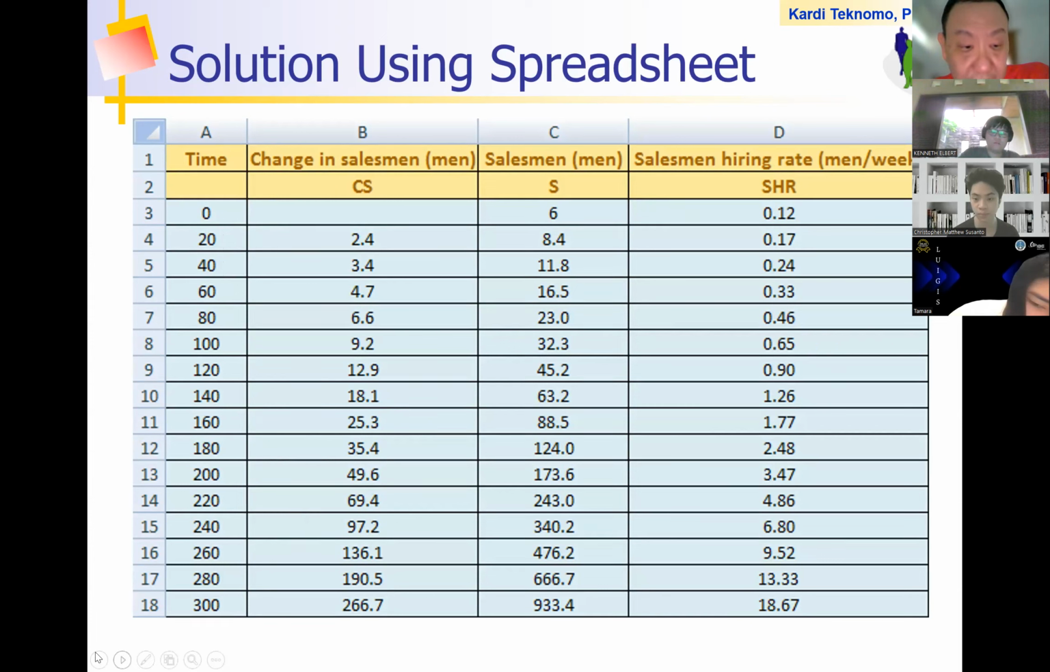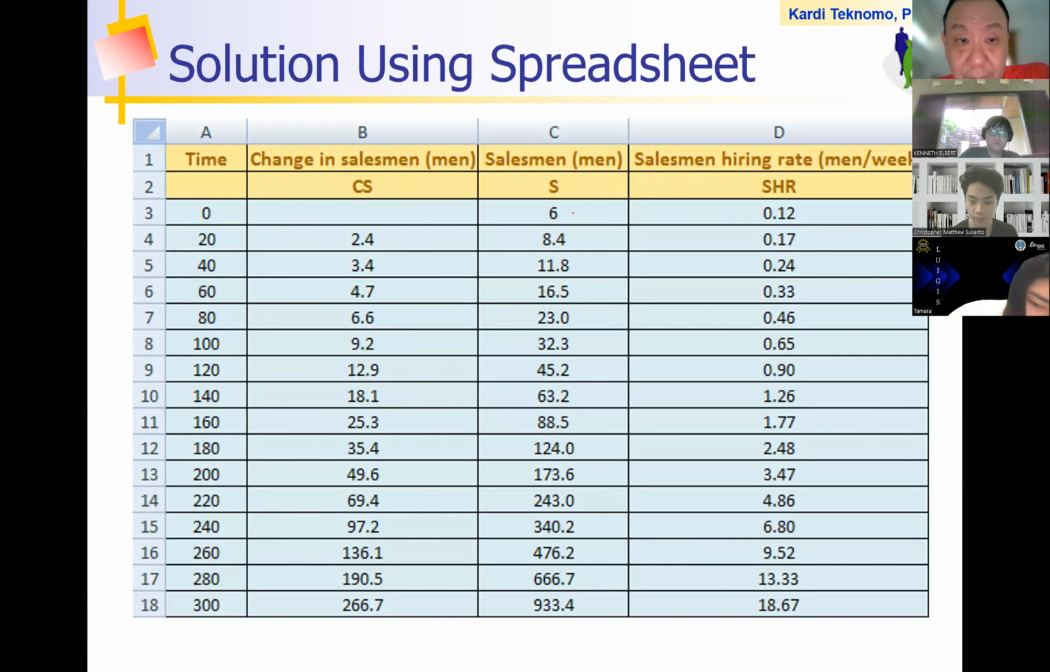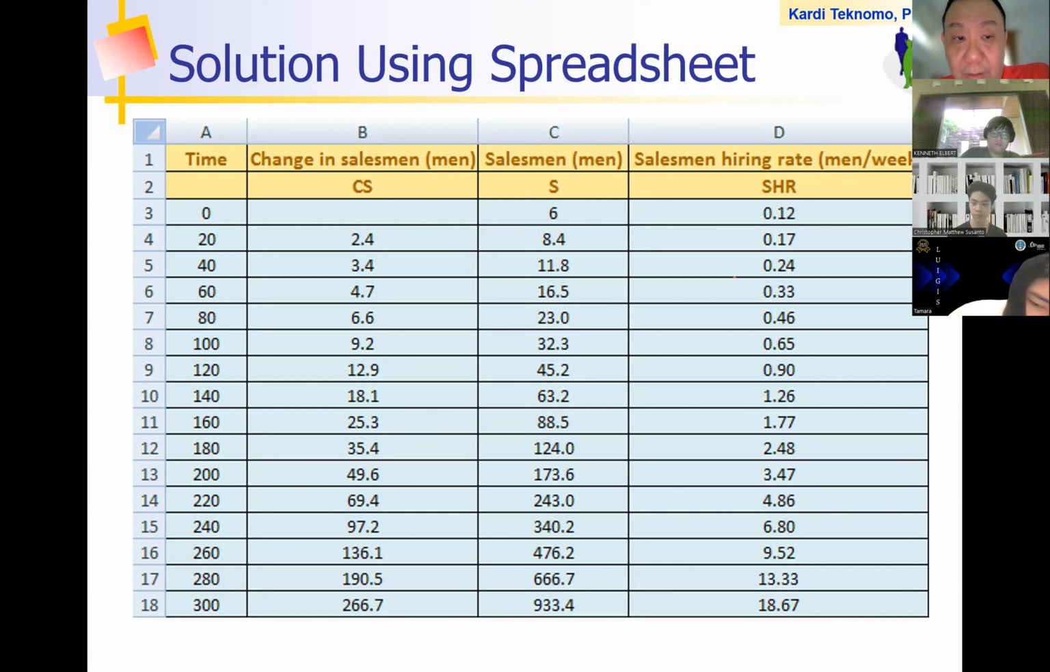Initially you have 6 here. And then from this 6, you calculate the HR, which is the salesman hiring rate, right? Which is S divided by SDT. SDT is given, which is 50, right? S initially is 6, so you put it here.